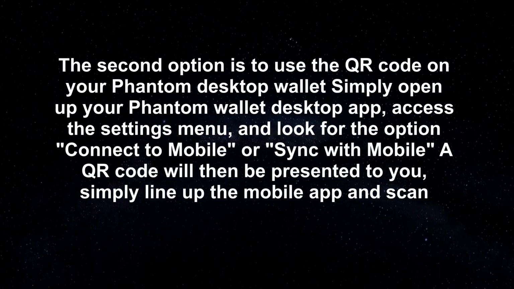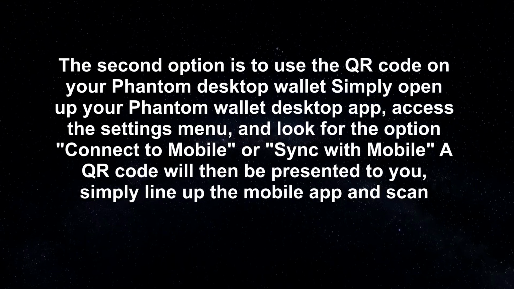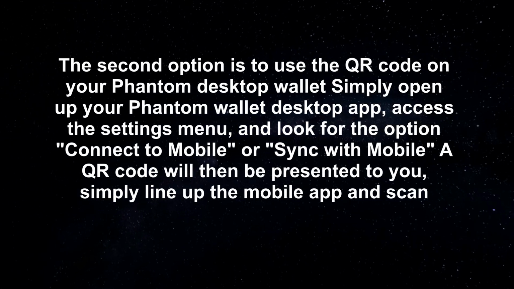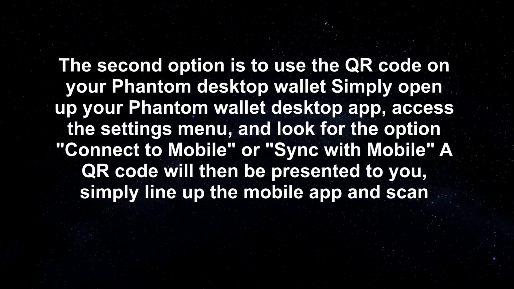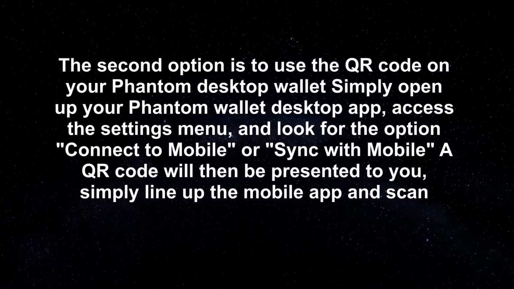The second option is to use the QR code on your Phantom desktop wallet. Simply open up your Phantom Wallet desktop app. Access the settings menu and look for the option Connect to Mobile or Sync with Mobile. A QR code will then be presented to you. Simply line up the mobile app and scan.